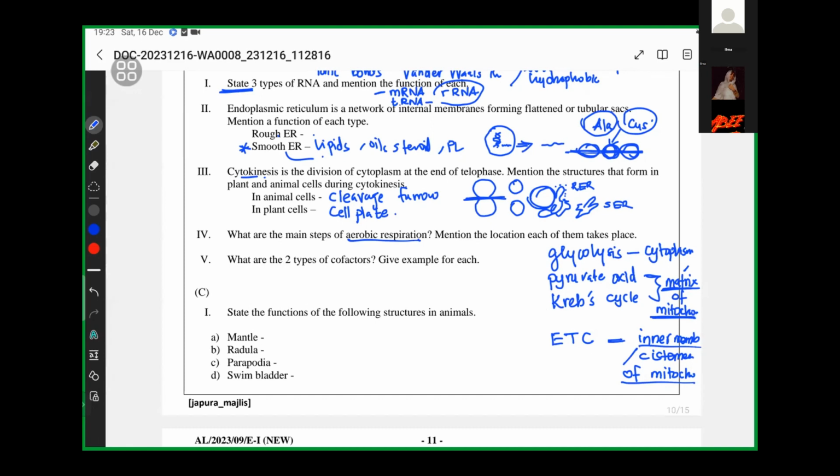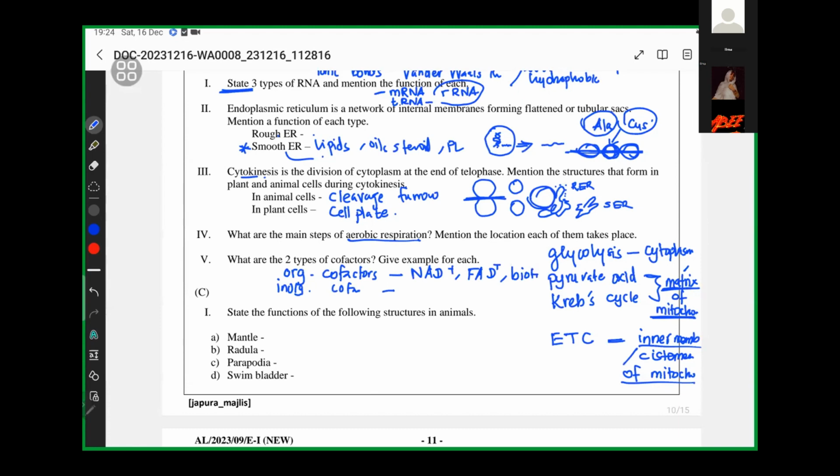So the next question is, what are the two types of cofactors? So there are two types of cofactors. You all have studied in the enzymes, I guess. So two types are organic cofactors, and the inorganic cofactors. Organic cofactors are NAD plus, FAD plus, and the biotin.